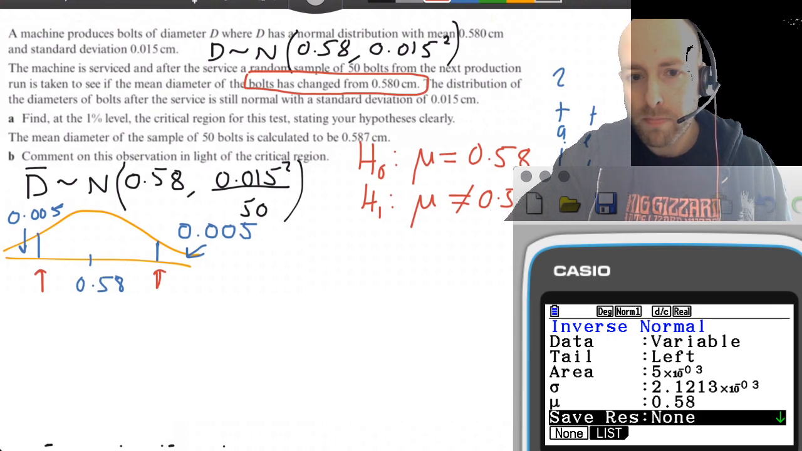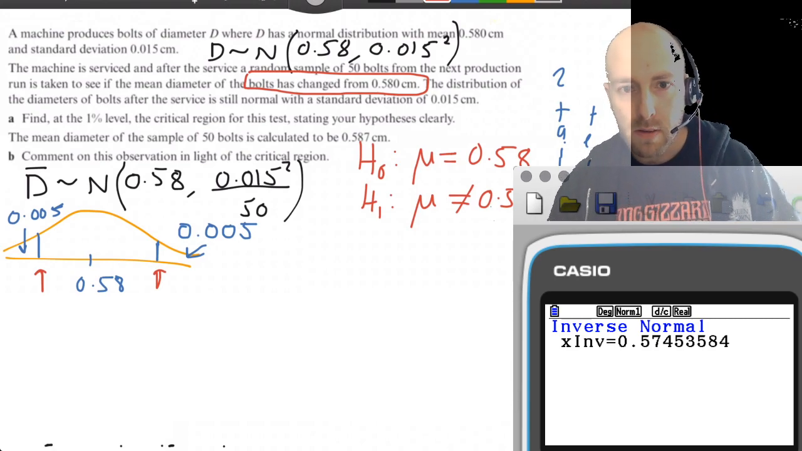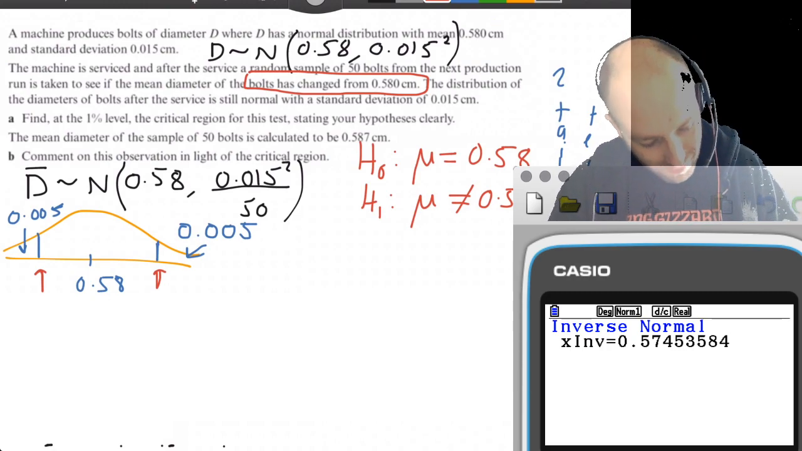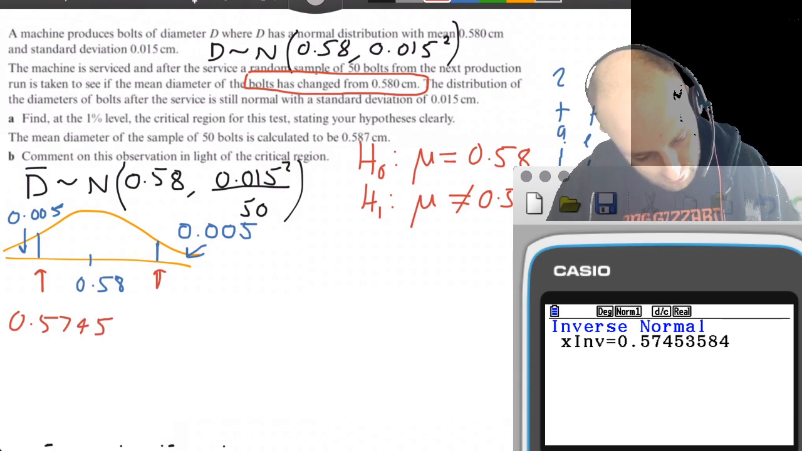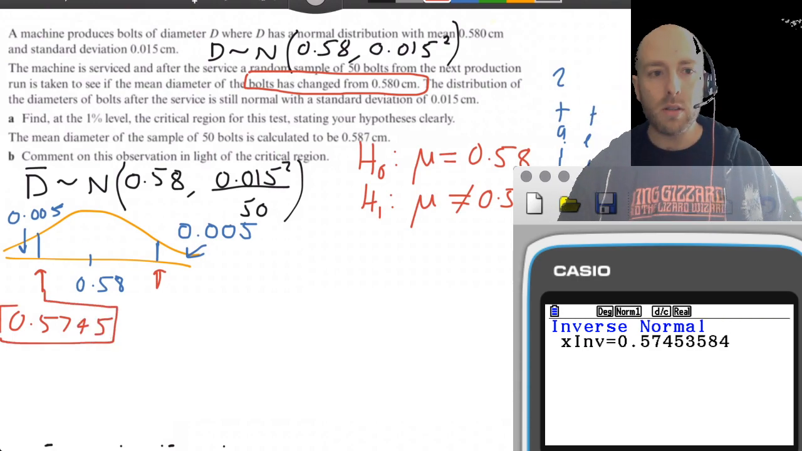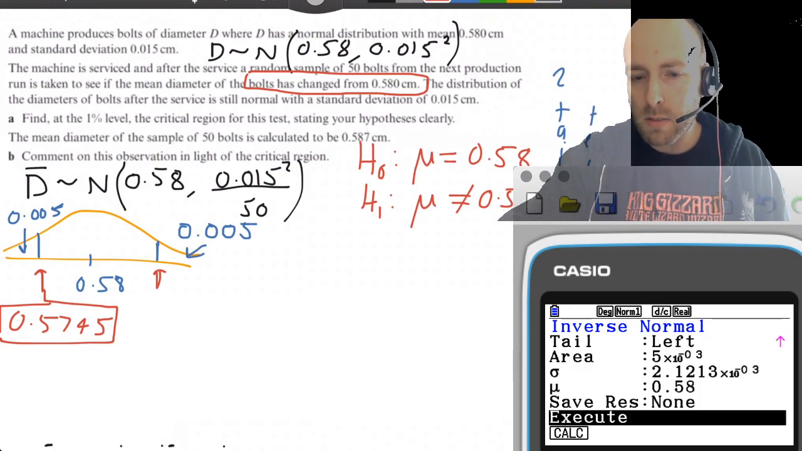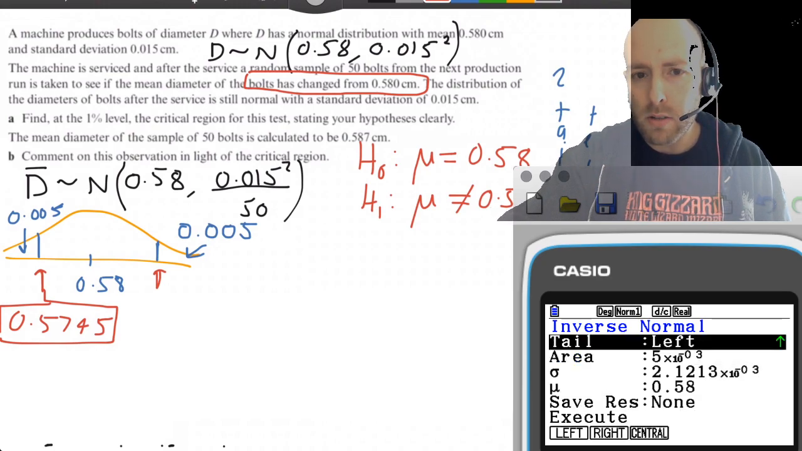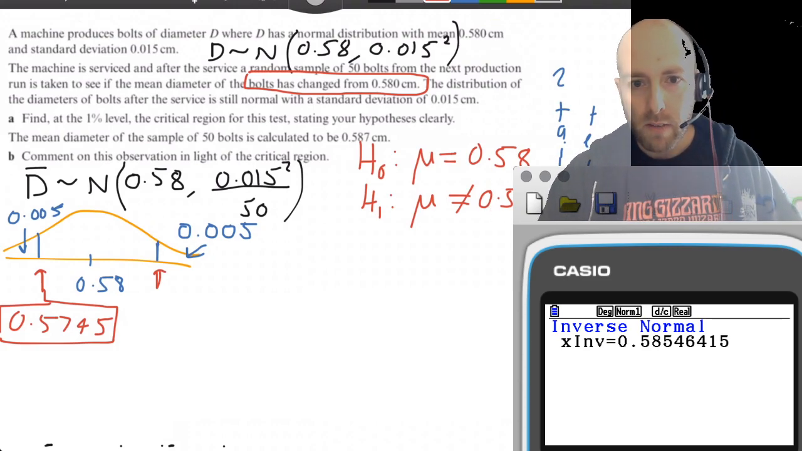Cool. Right. So let's execute it, and we found our left-hand value: 0.5745. So that's this value here. Now we're going to do the same thing for the other region. So we're going to do tail to the right. Because the probability is the same, I can just change my tail to the right. Push equals, and it now works out 0.5855.